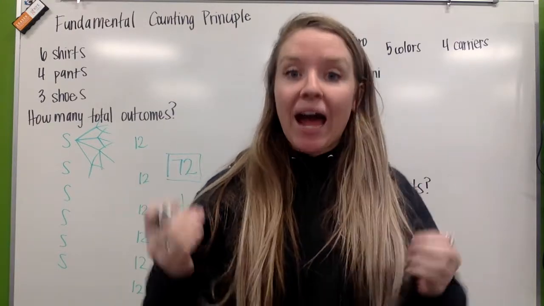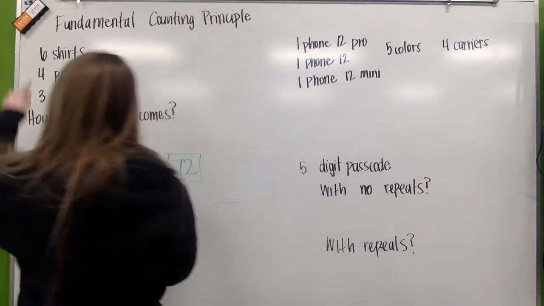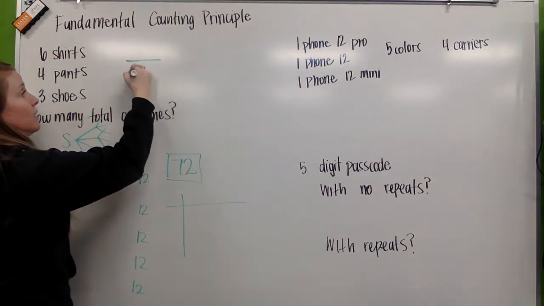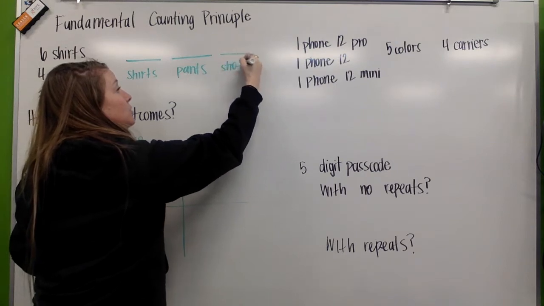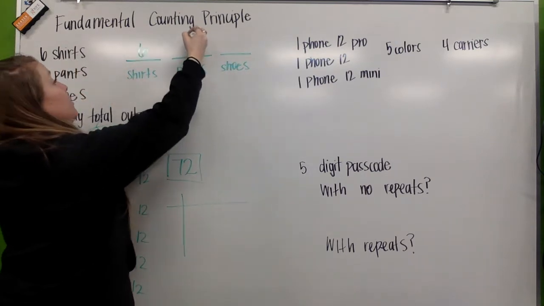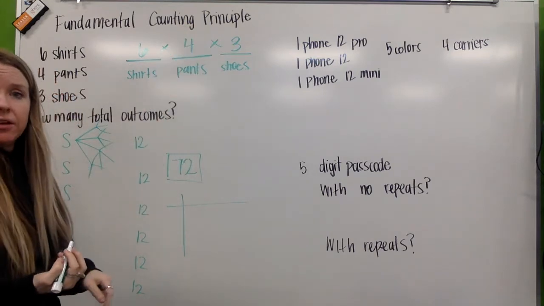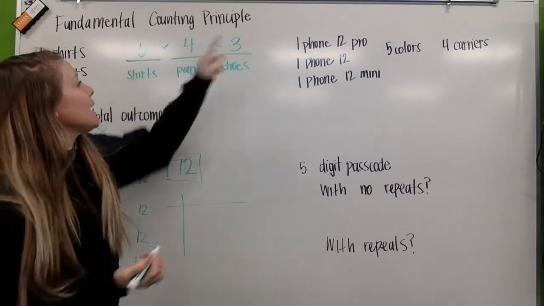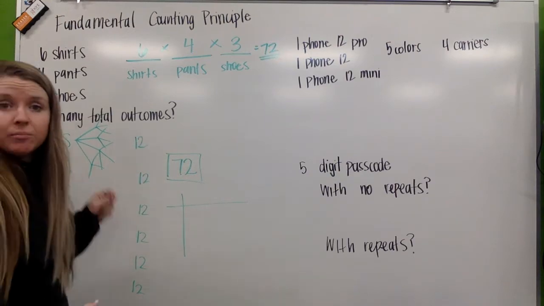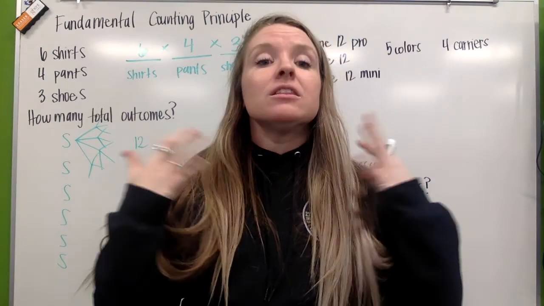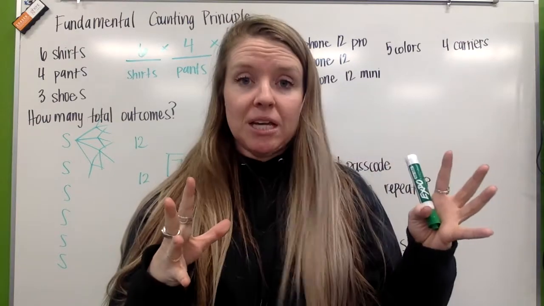But if we just need to figure out how many total outcomes, we can use what is called the fundamental counting principle. Since we have 3 different options, option 1 is our shirts, then we have the pants, and then I have the shoes. So I have 6 shirts, 4 pairs of pants, 3 pairs of shoes. I'm just going to multiply those values together. 6 times 4 is 24, times 3, that's going to give me 72 total outcomes, which we had estimated from our small tree diagram. The fundamental counting principle: we take our number of options for each piece and multiply them together, plain and simple.